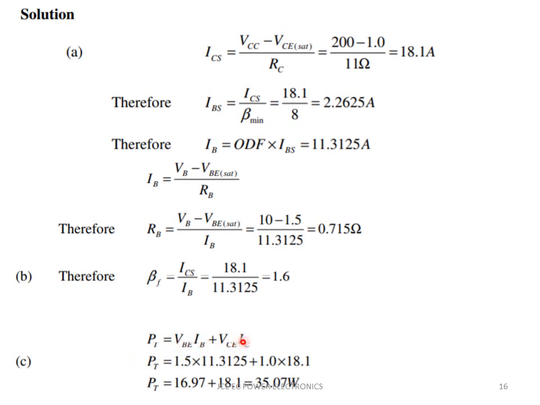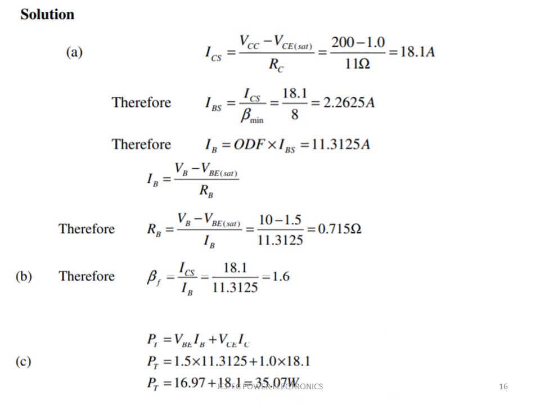Next they have asked you to find the total power dissipation, which is nothing but the summation of junction powers, that is VBE IB plus VCE IC. So VBE, if you see, is 1.5 given to you. IB, don't take IBS. Whenever there is an overdrive factor, IBS is 2.2 only, but actually we are using the current IB, that is 11.315. So take VBE and IB, which is the actual base current, plus VCE is 1.0 and IC we have taken as ICS only, that is 18.1. If you solve that, you should get around 35 watts.